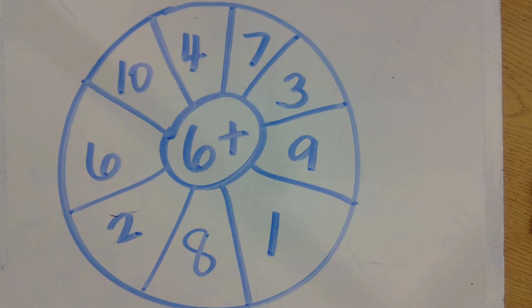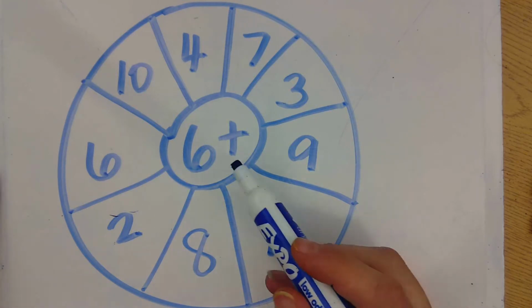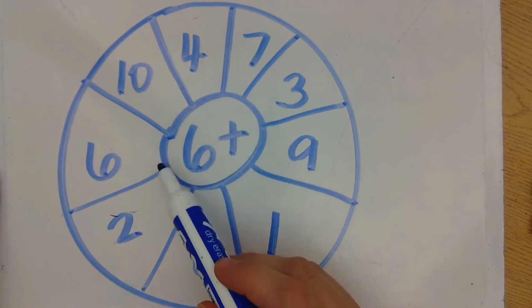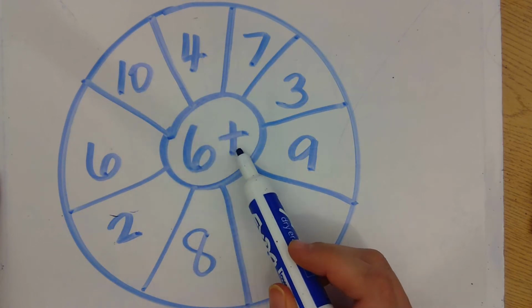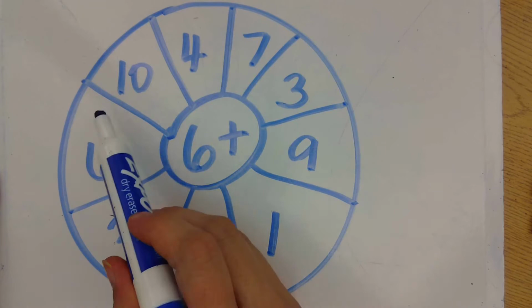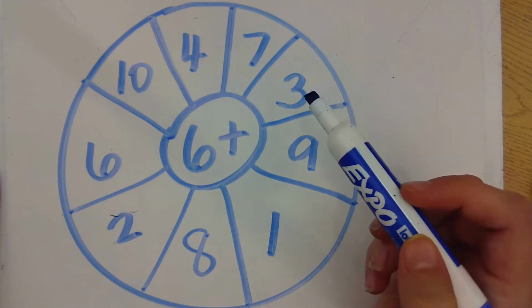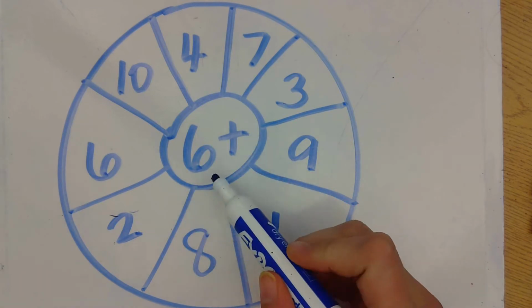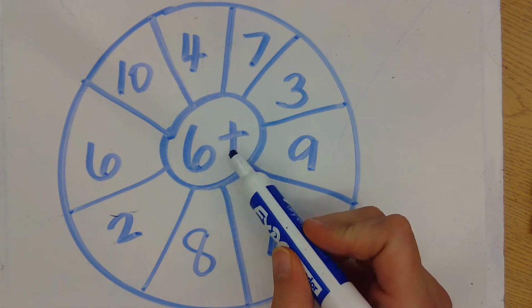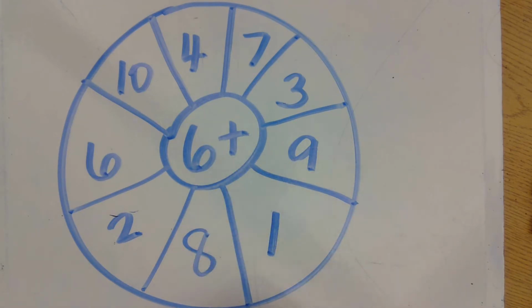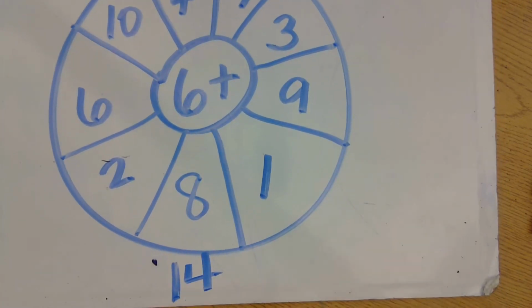This is what an addition fact wheel looks like. What we do is we look at the number in the middle of the circle. Right now it says 6 plus, and then we choose one of these numbers to add to it. So if I choose this number here, 6 plus 8, I would write the answer of 14 on the outside of the wheel.